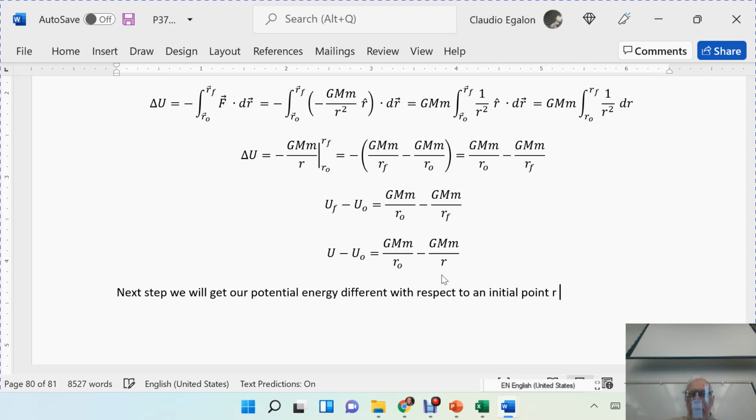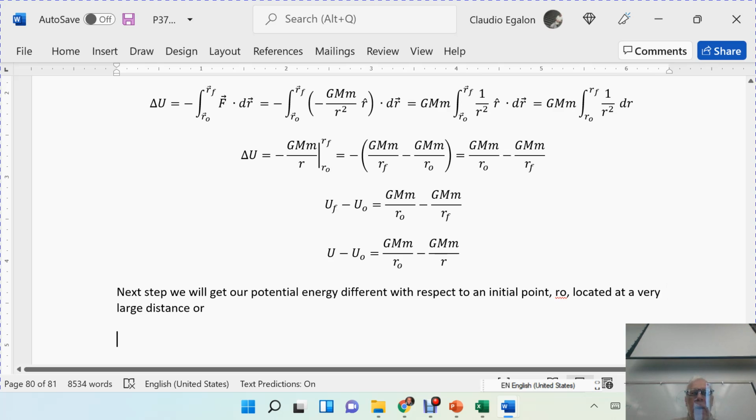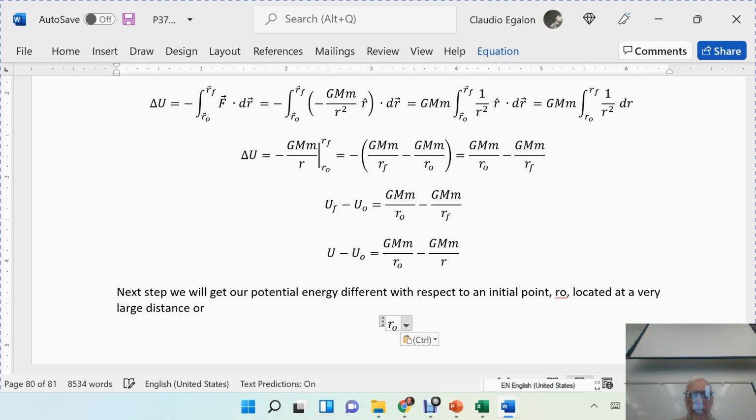R naught is located at a very large distance. Or, we go, R naught is going to be a very large distance.